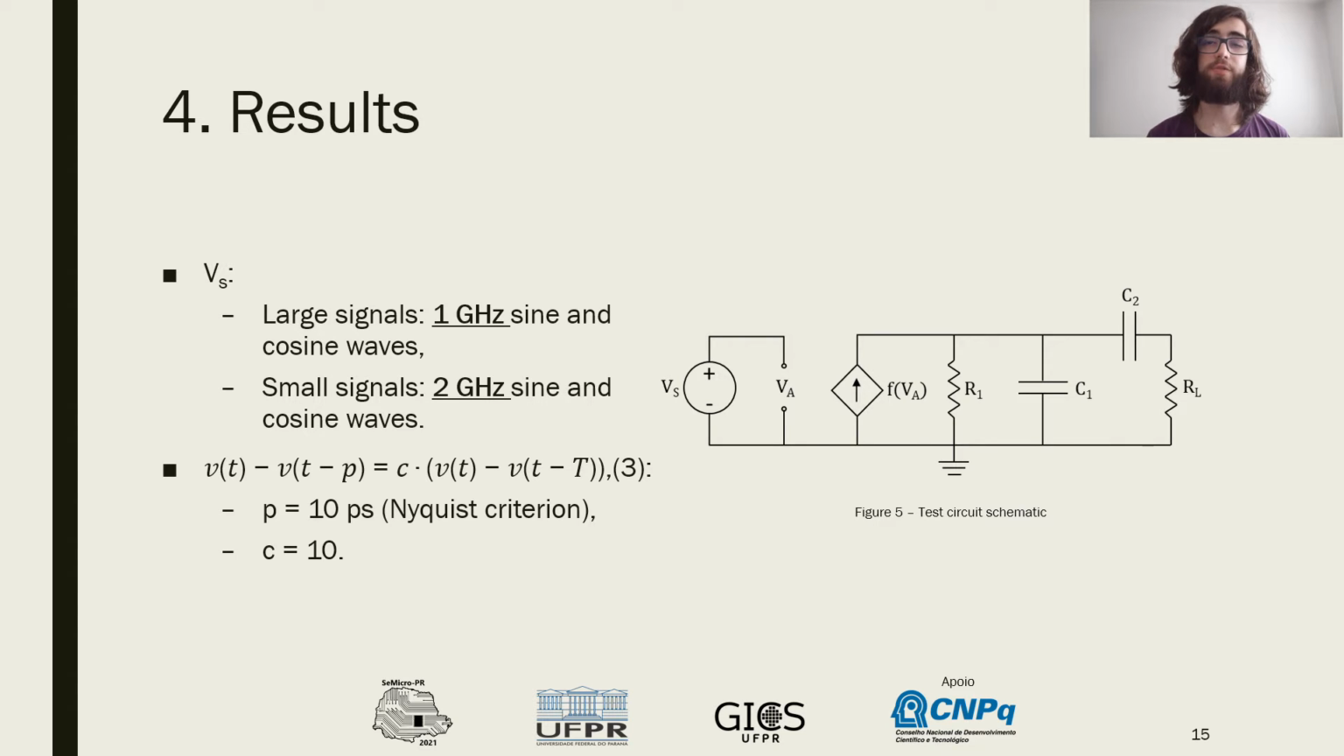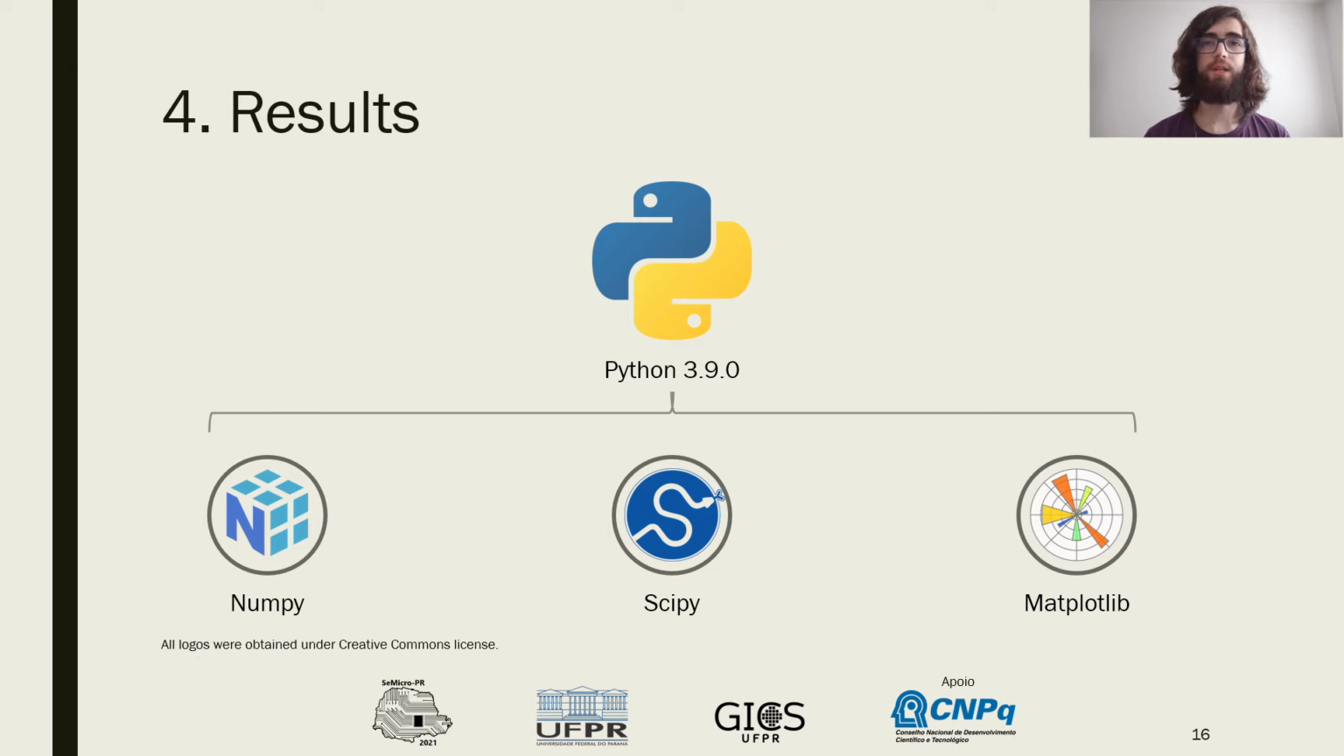The independent source Vs has a large signal component with a frequency of 1 GHz and a small signal component of 2 GHz. Both are composed of sine and cosine waves. And in equation 3 for the envelope following analysis, the time step was chosen to be 10 picoseconds, respecting the Nyquist criterion, and the number of periods between each transient analysis C was chosen to be 10. To run the simulations, it was used Python 3.9.0 with the libraries NumPy, SciPy, and Matplotlib.